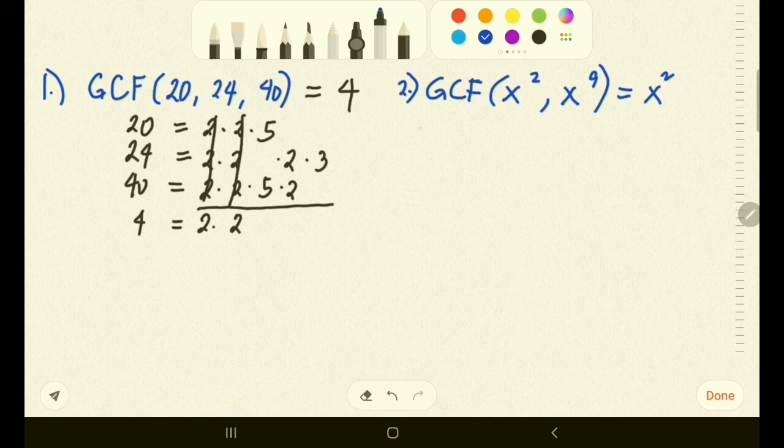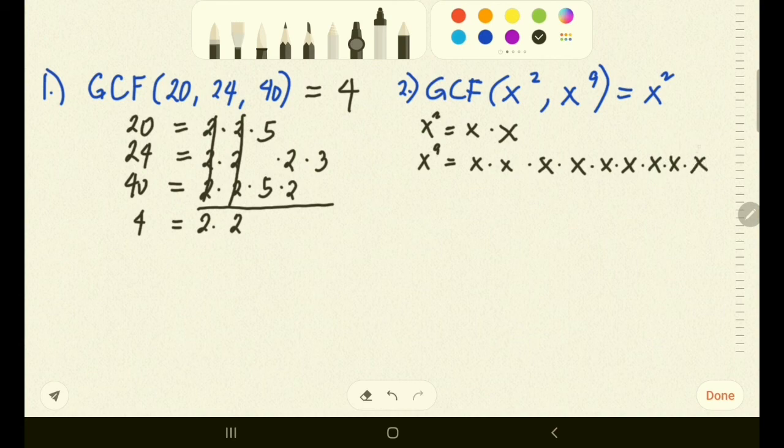Okay. Let me explain to you. You have your x squared. That is x times x. While x to the power of 9, that is x times x times x times x times x times x times x times x times x. So 9 x's. Just get their common, times another x. So very clear, x times x is x squared. So tip for variables, class, with exponent, just pick the variable with the least exponent.